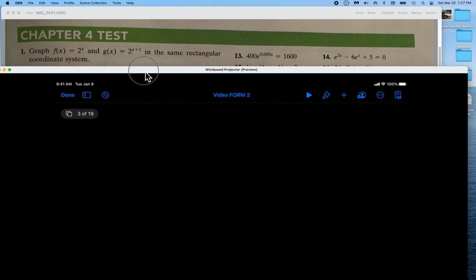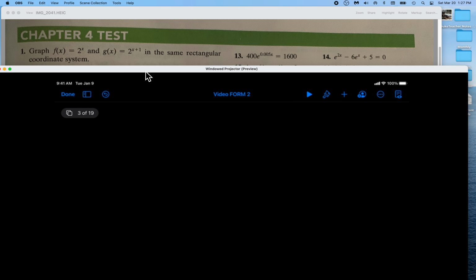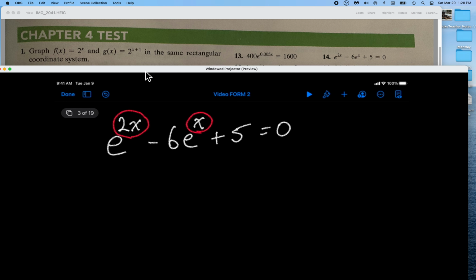Okay, next one is 14. Okay, 14 is very interesting and not immediately straightforward. e to the 2x minus 6 e to the x plus 5 equals 0. Whenever you have an equation where this exponent is twice this one, that is a hidden quadratic equation.